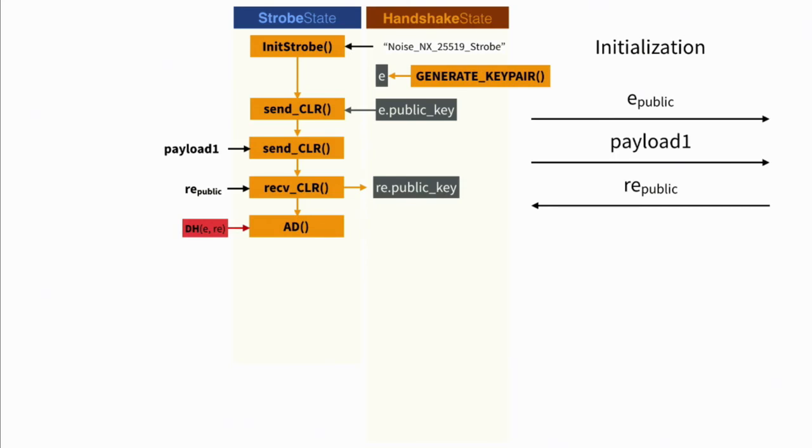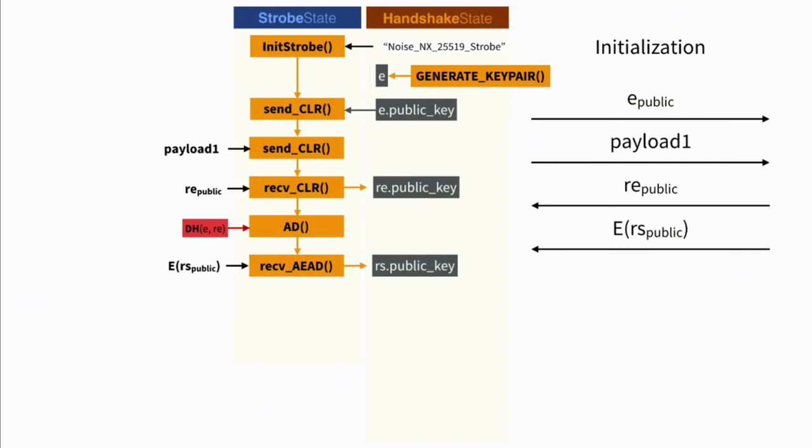Now we have two ephemeral public keys. We can do a key exchange, Diffie-Hellman, between these two keys, and we absorb the result with this AD function that Strobe gives us. Now we receive an encrypted static key. We can just decrypt it and also authenticate the whole handshake, everything that we've absorbed so far, via this receive AAD function, which is really receive encryption and receive MAC.